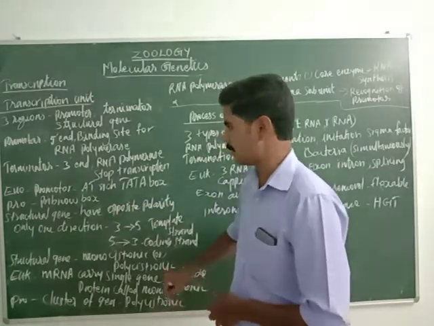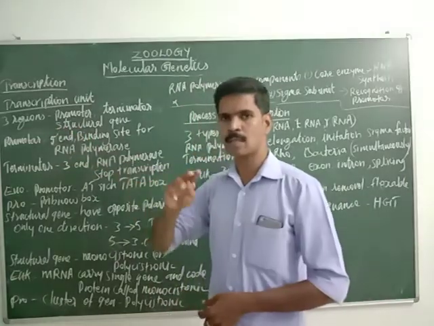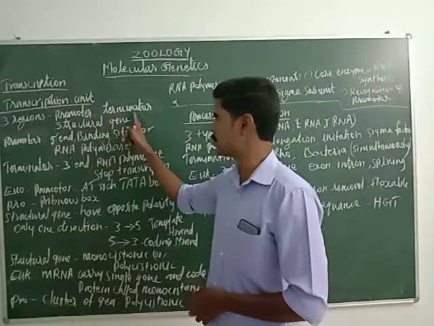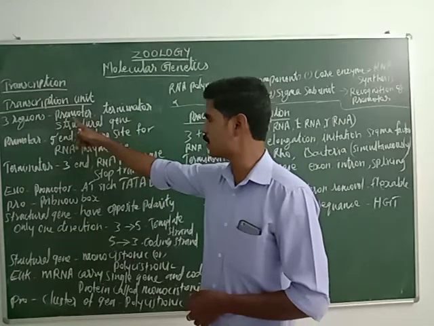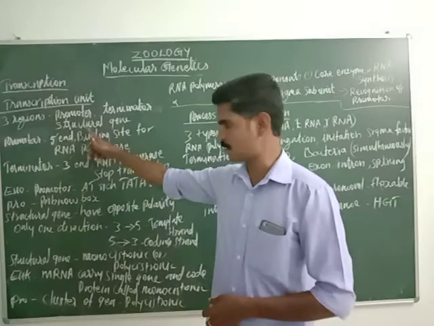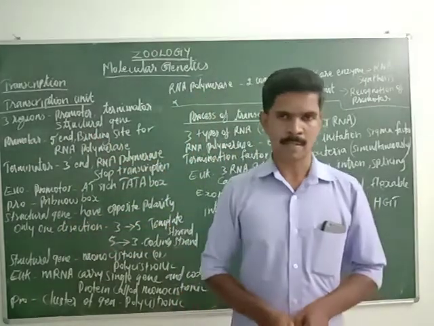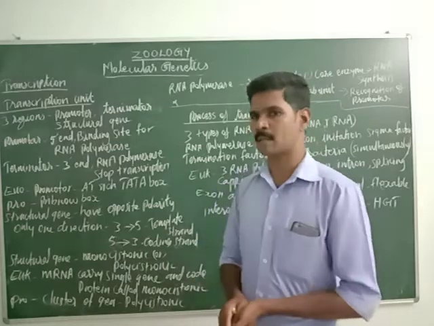Next point. Now we have completed two important regions. I already told you that three regions are there: the promoter region, the terminator region, and the structural region. Now we have completed the promoter region and the terminator region, so we are going to study the structural gene. This structural gene has opposite polarities. Two polarities are there.